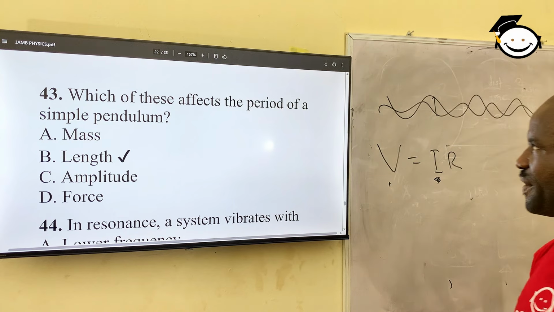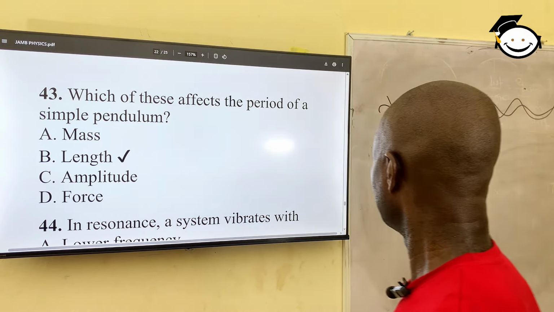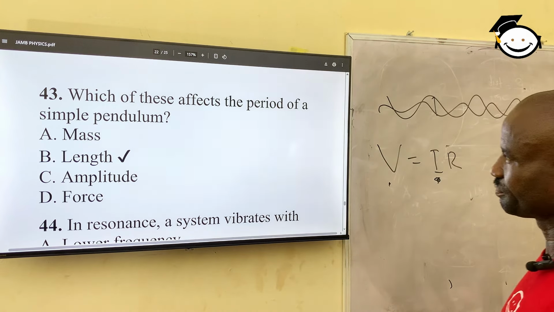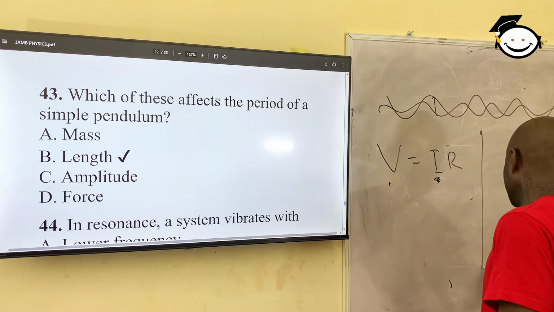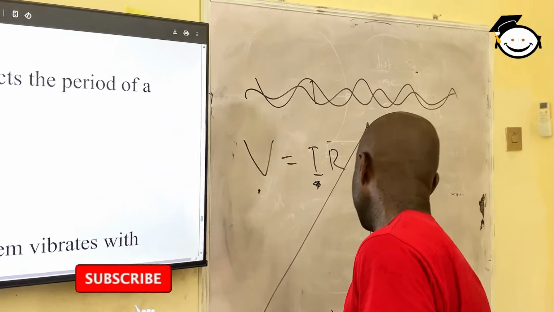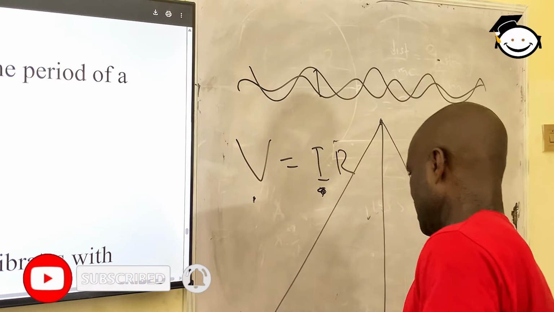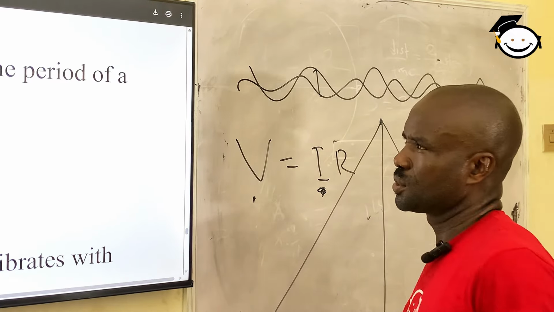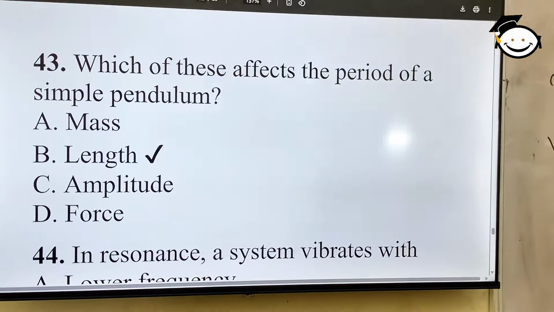Question 43. Which of these affect the period of a simple pendulum? Period of a simple pendulum. You have a simple pendulum like this, which oscillates from A through 0 to B. So it can move. So which of these affect the period of a simple pendulum?